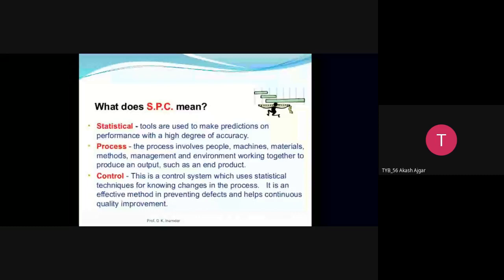Control is a system which uses statistical techniques for knowing changes in the processes. Controlling is one of the most important parts in any SPC or any method. Here we have to adjust and take corrective action according to the processes. So the controlling phase is very important in any process. It is an effective method in preventing defects and helps continuous quality improvement. By using the controlling process, we can effectively prevent future defects, prevent making defective products, and continue to give quality improvement in the product. So that is called control.